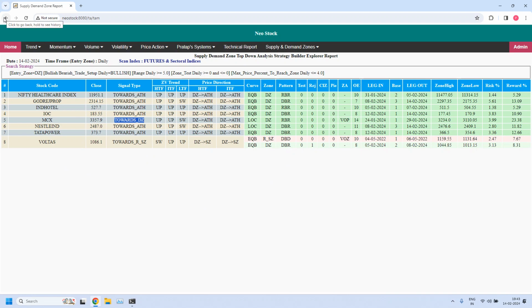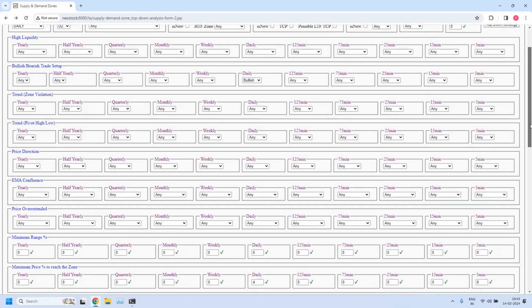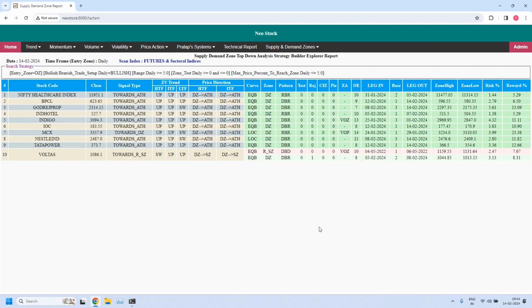Now let us see the last filter, within 5% range. Maximum 5% to reach. Why am I giving maximum 5? Because the reward also we have given is a minimum 5%. That's why within 5% to the zone, these 10 stocks are there. So this is about the bullish trade setup.